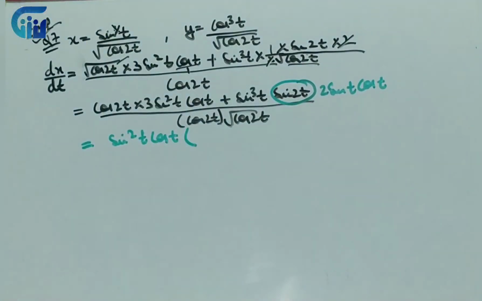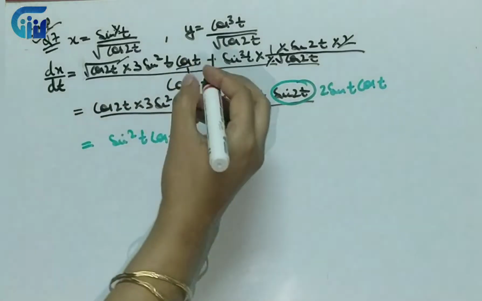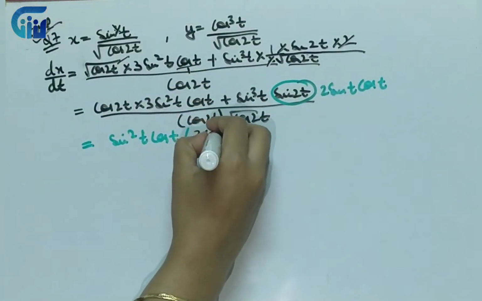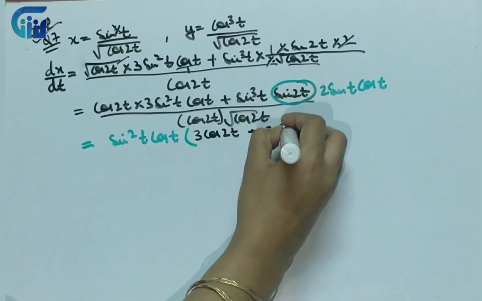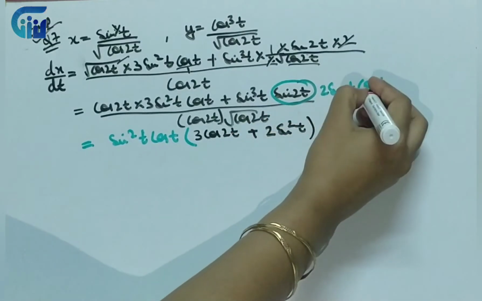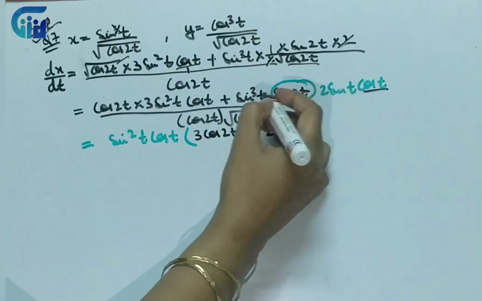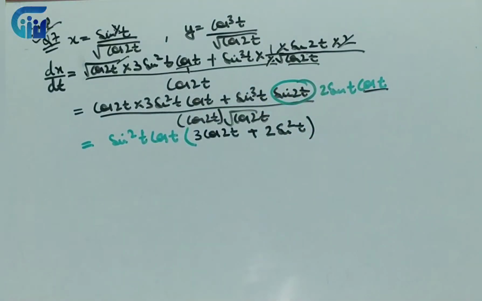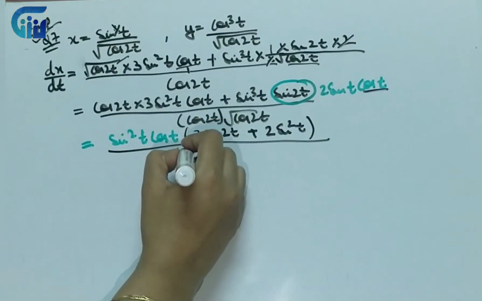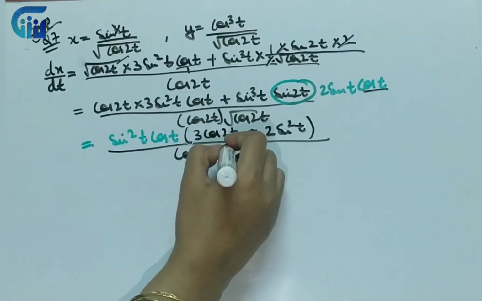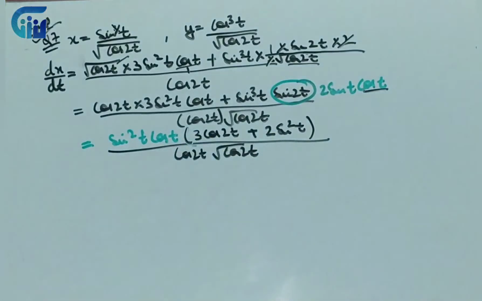So let's see what is left. I have 3 cos 2t plus 2 sine square t. Cos we have already taken outside. Sine and sine cube will be sine square, so 2 I have taken outside, and 2 will be left inside along with the t part. Over here we write cos 2t and under root of cos 2t. So this is my dx by dt.